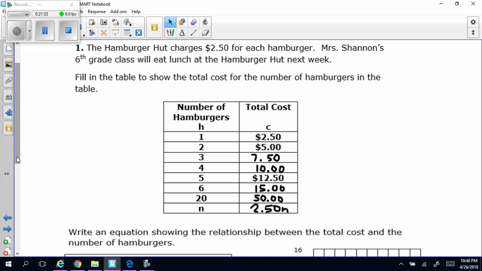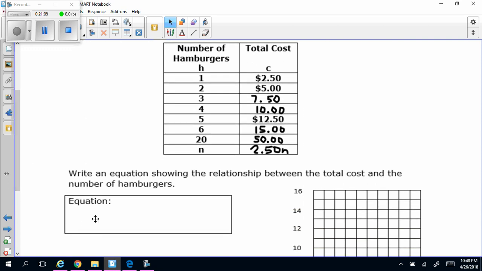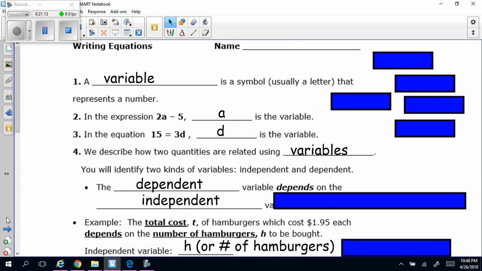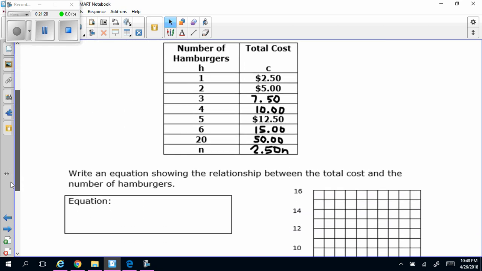So let's go ahead and look at this table right here, and then you give me the equation that would go with it. Looking at the table and looking at our past notes, what would this equation be? Go ahead and pause the video and we'll get back.